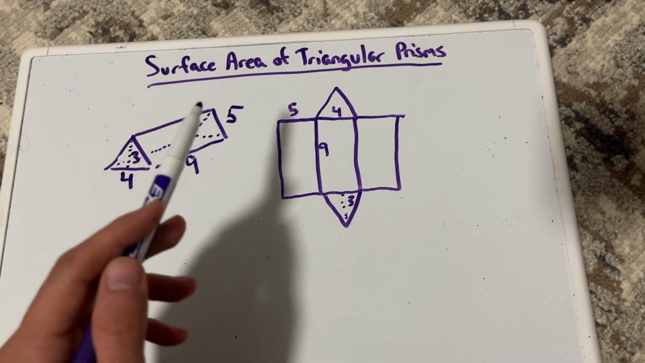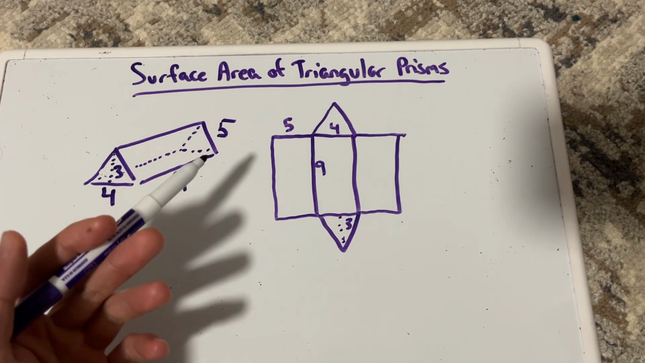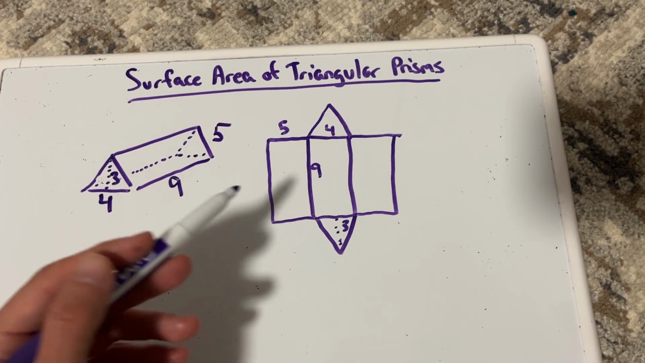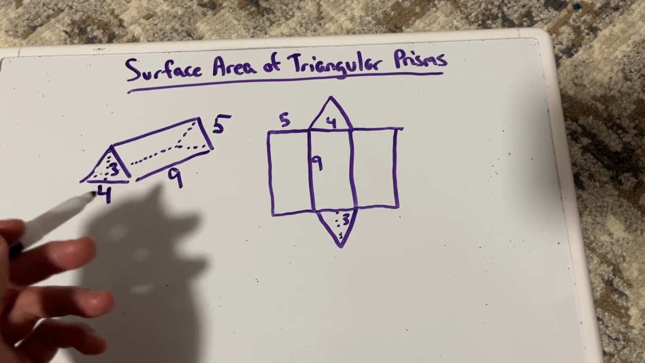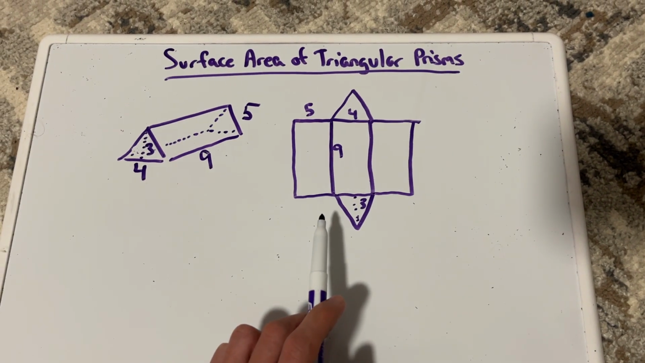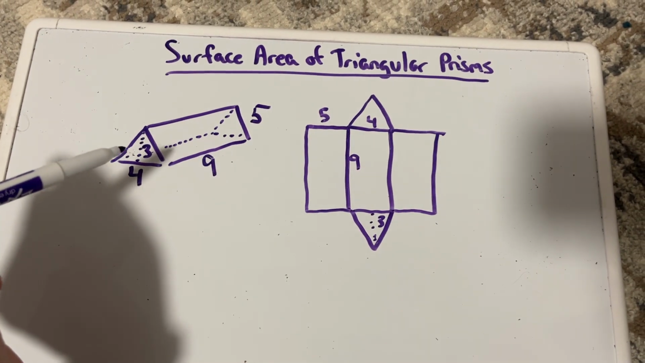Today we're going to be finding the surface area of triangular prisms. Personally, I think they're a little easier just because there are far fewer rectangles, and they're much easier to look at when it's made into a net. So let's say you're given a triangular prism that looks like this.